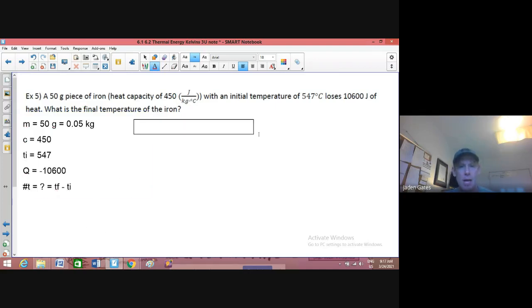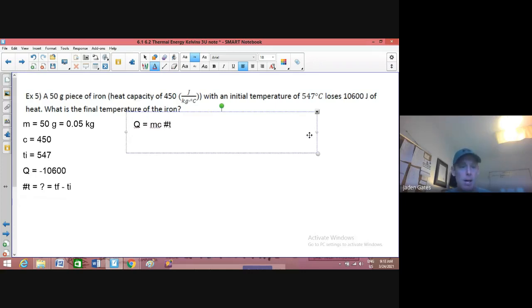All right, so again, time to substitute into my formula, which we have Q is equal to MC times delta T. I'm losing 10,600 joules of energy. Whoops, let's get the units out of there. I always put the units in at the end. All right, I have 0.05 for my mass. My C value is 450. And delta T is what I'm going to be able to find out. It's not what I want, but it's what I can find out, which in the end is going to help me find my TF, which we do want.